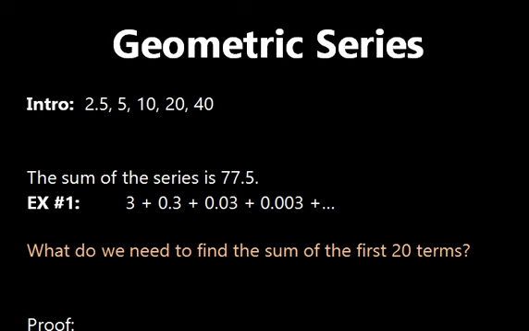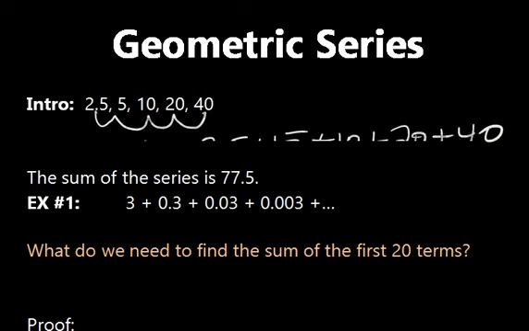Welcome to the video on geometric series, where we are going to be adding the terms in a geometric sequence. If we consider the sequence 2.5, 5, 10, 20, and 40, we could just go ahead and sum up these values and calculate that out to be 2.5 plus 5 plus 10 plus 20 plus 40. Punching that out in our calculator, that is equal to 77.5.